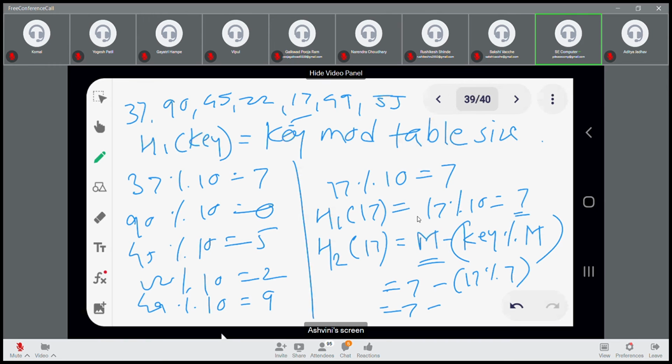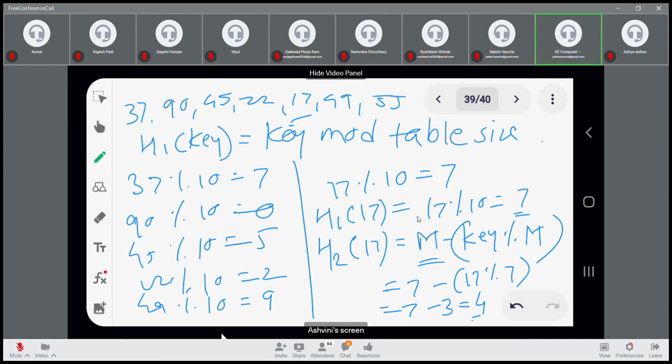7 into 2 is 14. Remaining value, the remainder, is 3. So the mod value is 3. Yes, mod value is 3. So what is the answer? 7 minus 3 is 4.